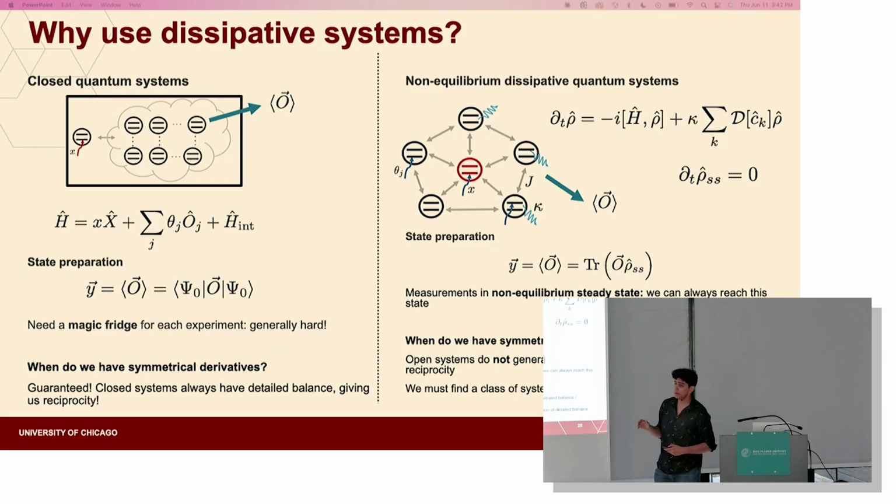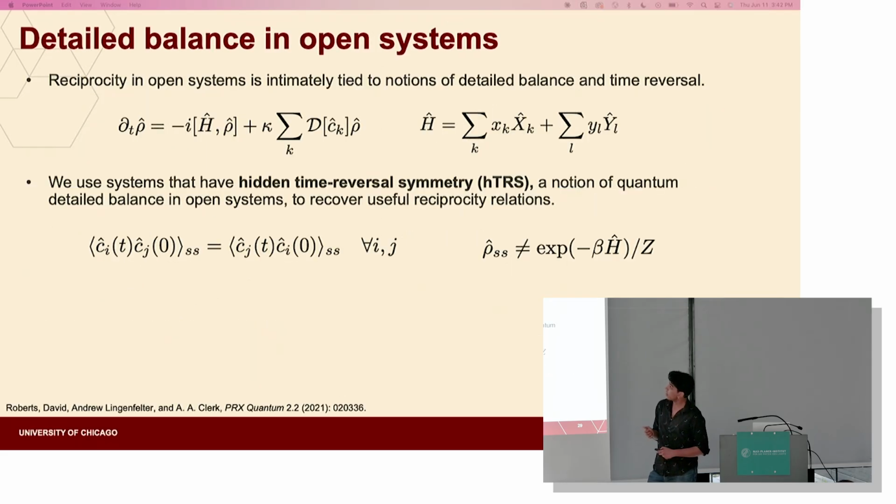So you don't have to worry about this magic fridge preparation again and again in the context of a closed system. The big problem, of course, is that you don't have these symmetrical derivatives or this reciprocity in generic dissipative systems. You just don't, because you don't have a free energy. And so our work focuses on finding a class of systems which have a more subtle notion of detail balance than you might naively think, and that actually allows you to recover some exact gradients for certain models. And essentially, detail balance is tied intimately to notions of time reversal symmetry.